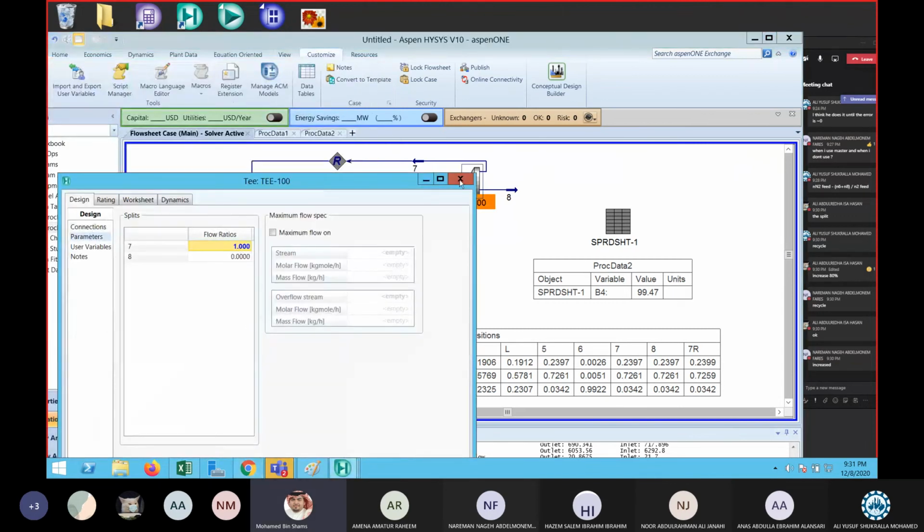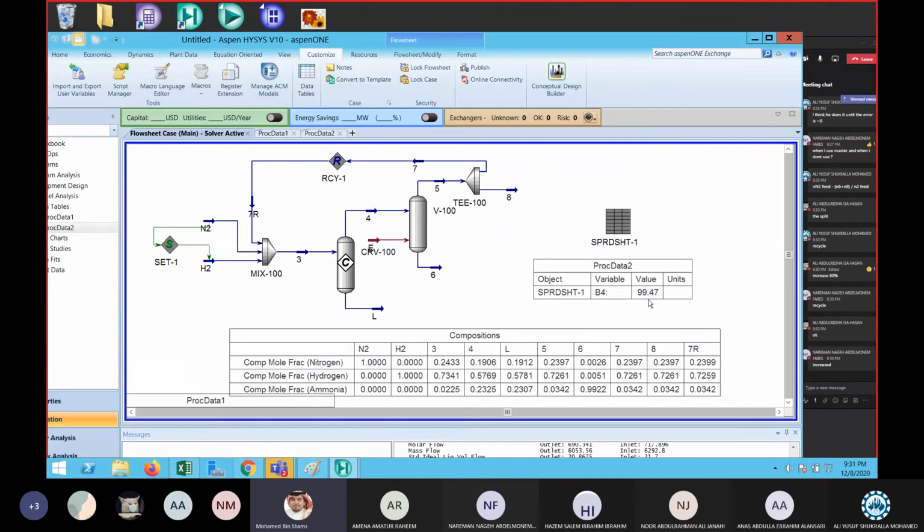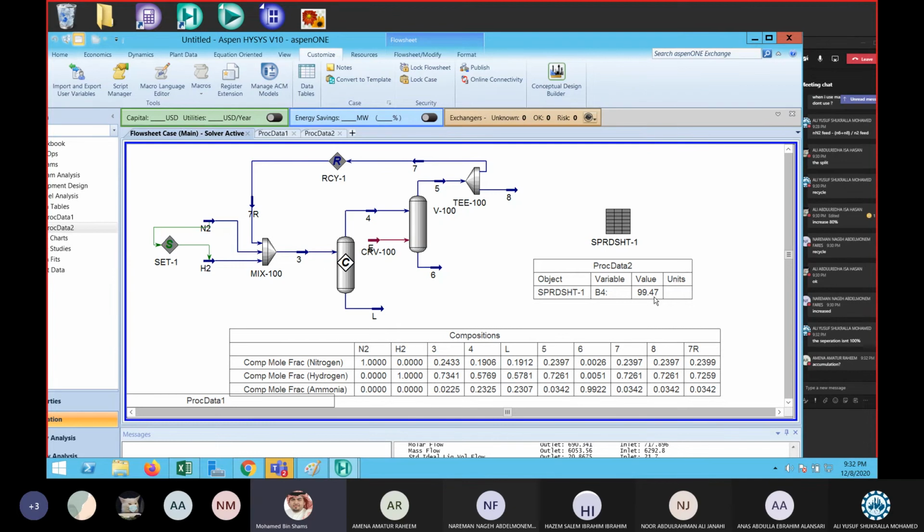But let me ask you a question. Why am I using 100% and I'm getting 99.47? Why am I not getting 100? I'm recycling everything. Why am I not getting 100? The separation is not 100%. Where is the separation not 100%? In stream 6. Yes, Nariman.